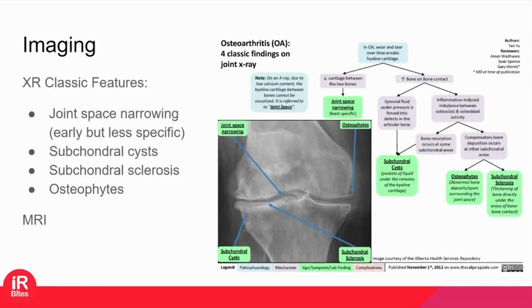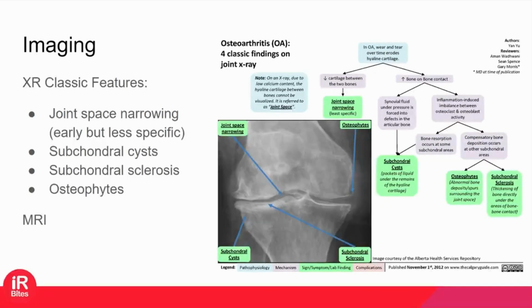The four common features that we usually talk about are joint space narrowing, and that's the earliest feature of osteoarthritis that you see. So on this picture, you can see the space between the tibia and the femur is less than it should be. Normally it should be wider than that. That's the earliest sign of osteoarthritis, but it's not very specific because lots of people have a bit of joint space narrowing. So you can't call everyone with just a little bit of joint space narrowing osteoarthritic, but it is one of the early changes.